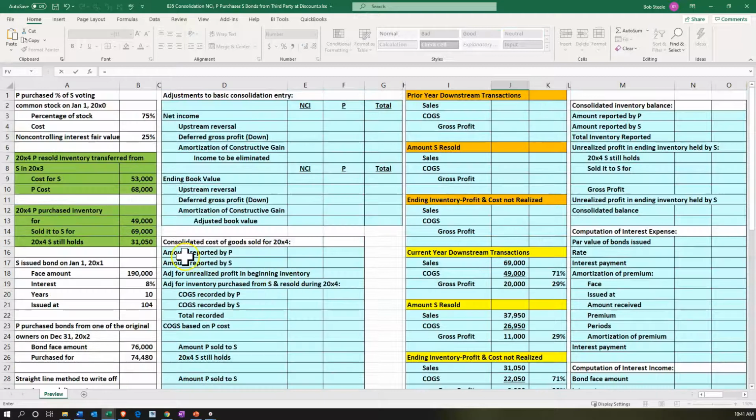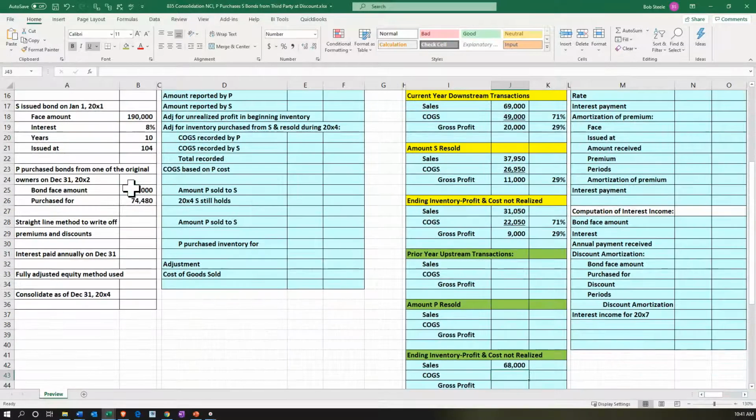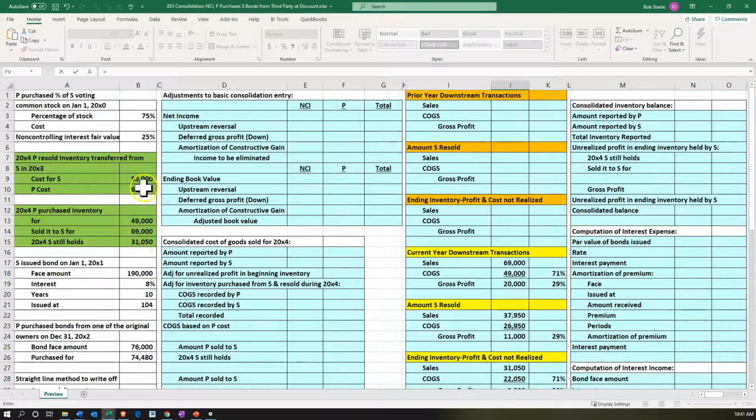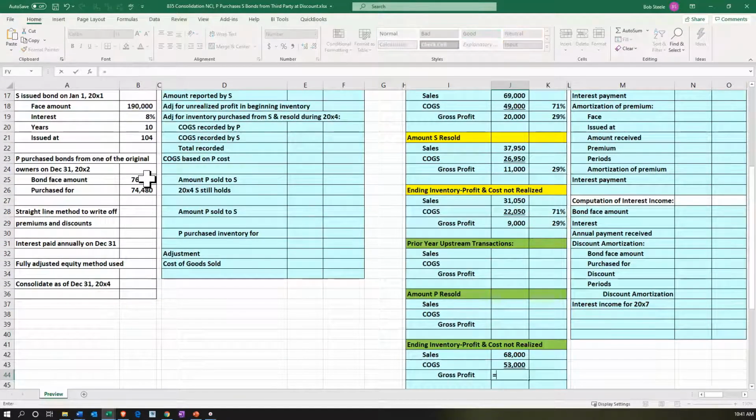resale amount, which is going to be the 68,000, and then the cost of goods sold is going to be the 53,000. The difference between the two, 68 minus the 53, is that 15. If we want to look at the gross margin, it's going to be that.